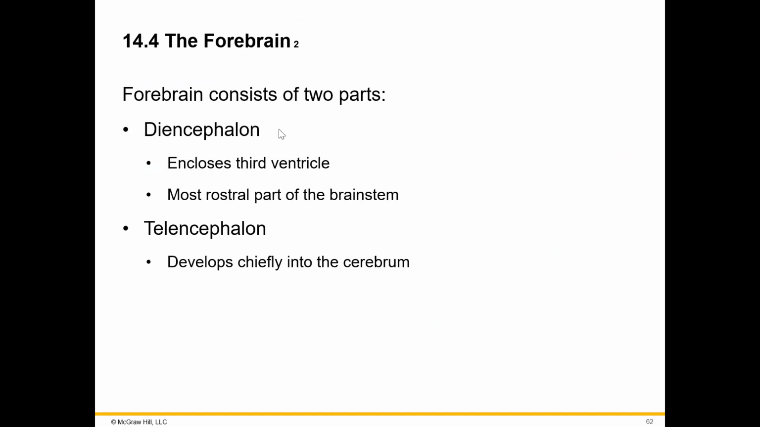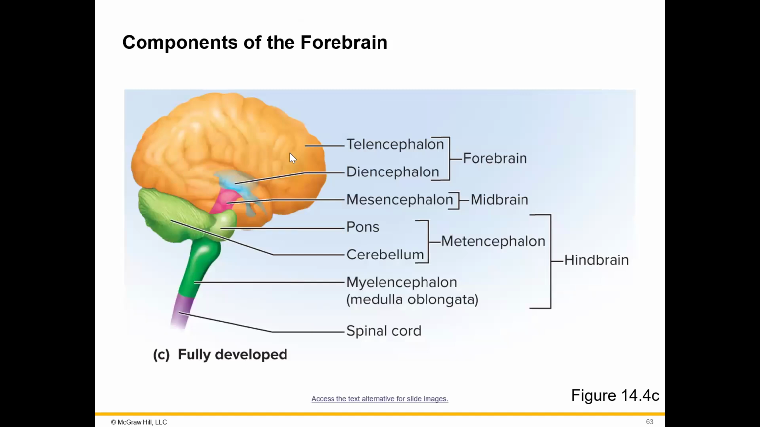You have the diencephalon, which encloses the third ventricle, that is the most rostral part of the brainstem, and there's the telencephalon that develops chiefly into the cerebrum. The telencephalon and the diencephalon are the forebrain. Midbrain is the mesencephalon, and the hindbrain is your metencephalon, the pons, and the cerebellum, and myelencephalon is the medulla oblongata, and then you have your spinal cord.